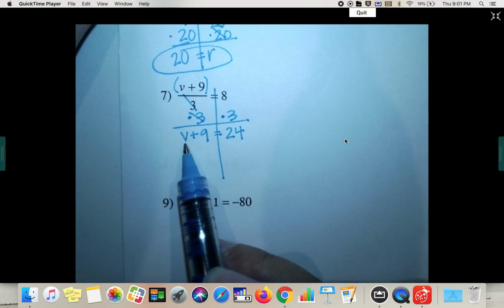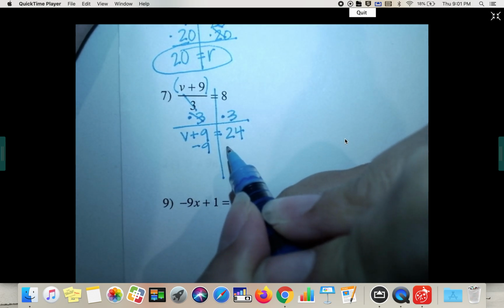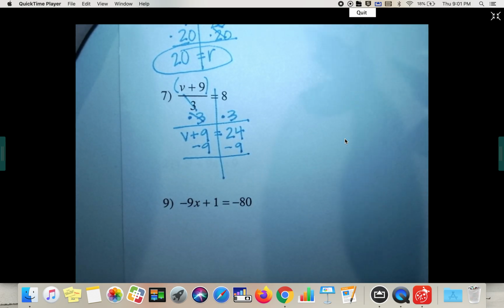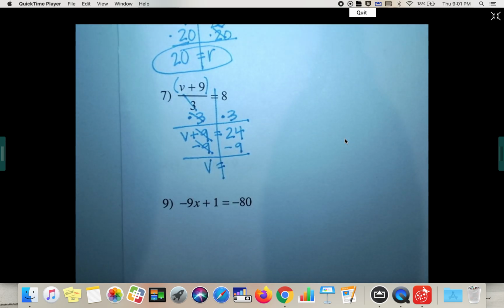All right, and then last step, if v is adding 9, you need to subtract 9. To do the opposite on both sides, cancel, cancel. V equals whatever 24 minus 9 is, which would be 15.